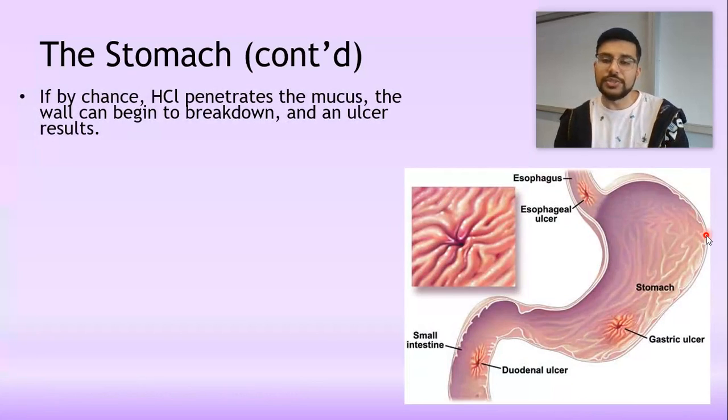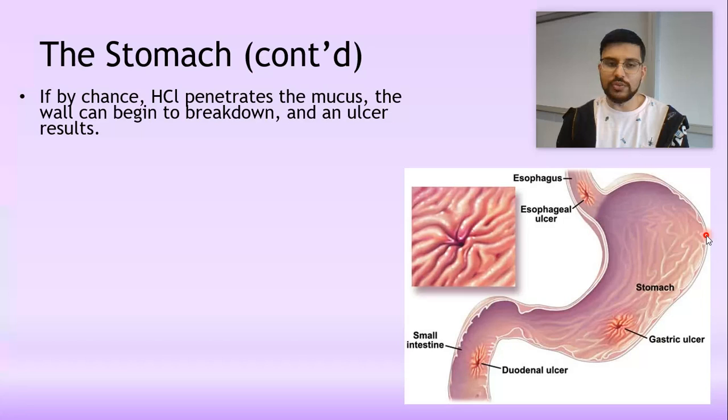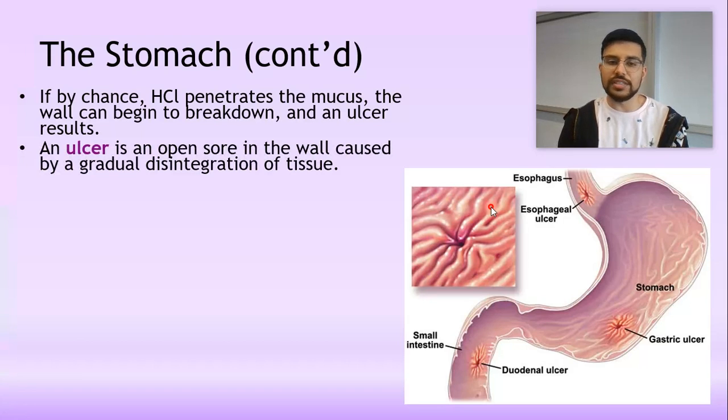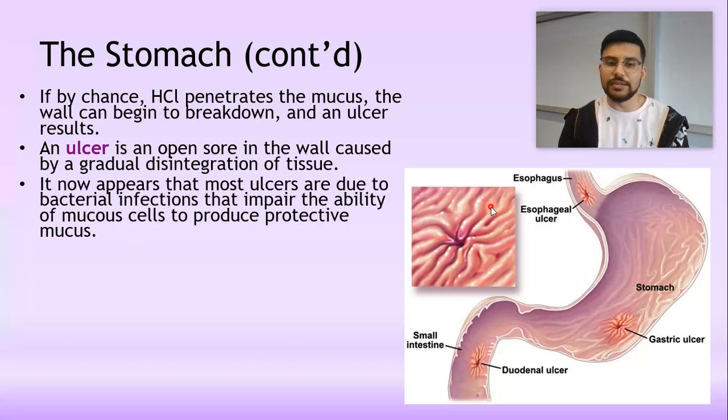Now, there's a couple of issues that happen with our stomach. That HCl, sometimes if there's too much of it or if it's too acidic, will break down, or maybe you're not producing enough mucus, it'll break down that mucus layer. And if it breaks down the mucus layer, your stomach is fair game and it'll actually start to eat away at your stomach. We call that an ulcer. And you get ulcers in a variety of different areas. It's a sore that happens in the wall of a tissue. So it happens through gradual disintegration because of the acid that's there.